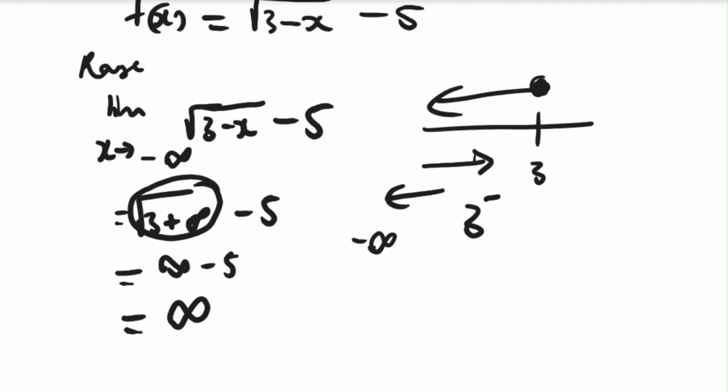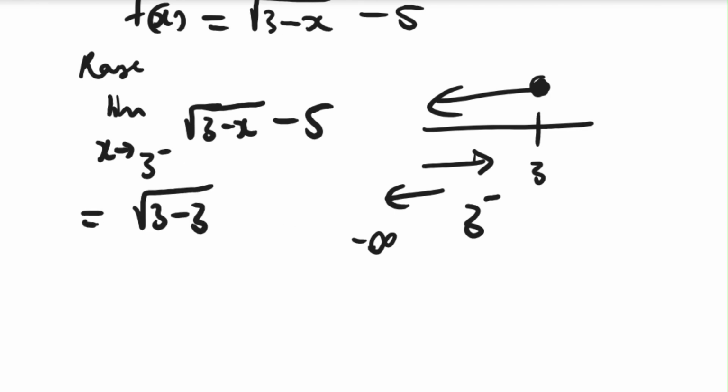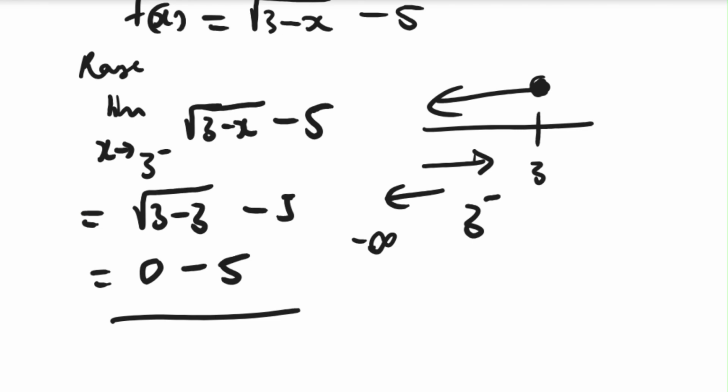So we know we can sketch the function now. If we find the limit as x goes to 3 from the left, we can sketch the function. What do we get? The limit is going to be 0 minus 5, because 3 minus 3 is 0, square root of 0 is 0, and then the answer is just minus 5. Now we know that as we go to 3 from the left, we are going to minus 5, and therefore we can do a rough sketch.